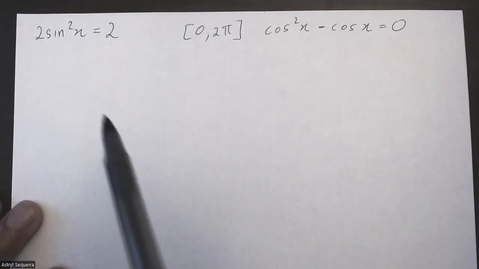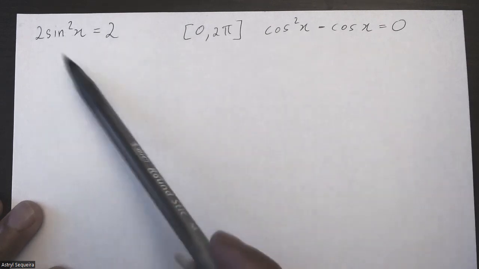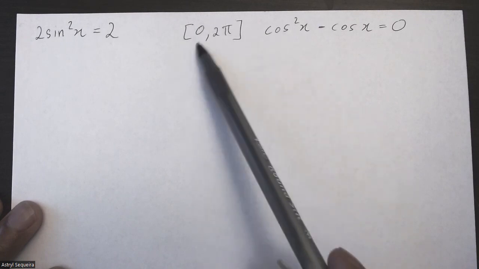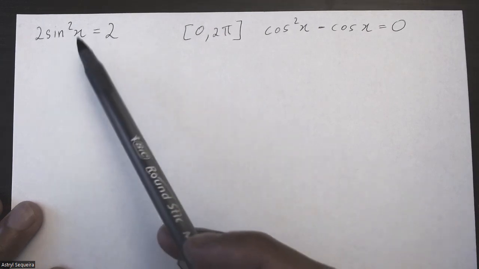All right, so in this video, we want to solve these quadratic trig equations over here. We have two questions and we want all our solutions between 0 and 2 pi. So let's start with this first example here.